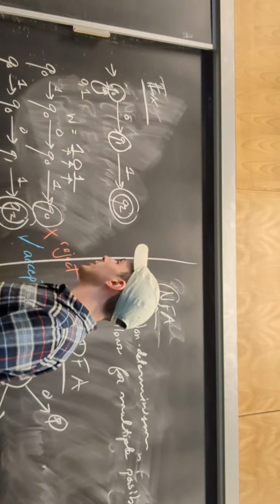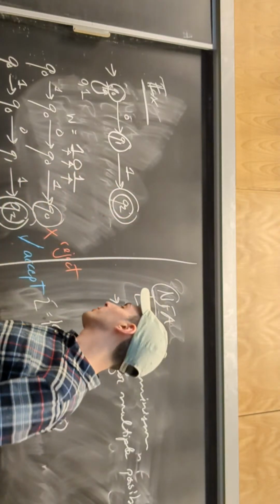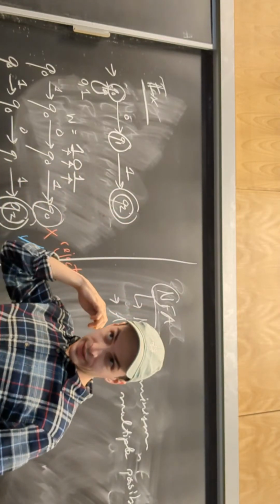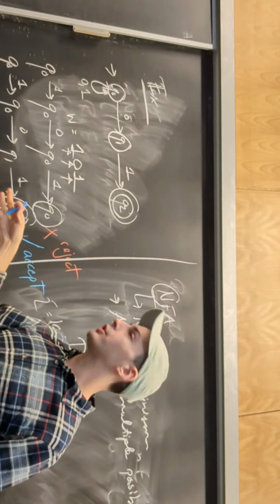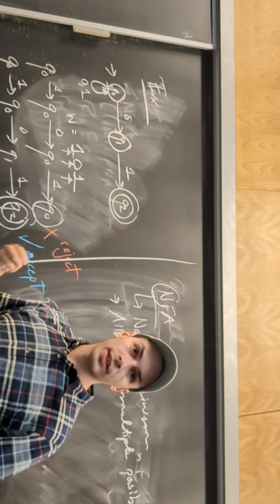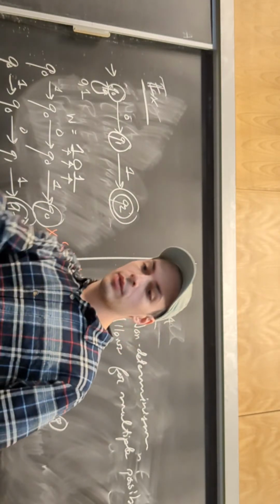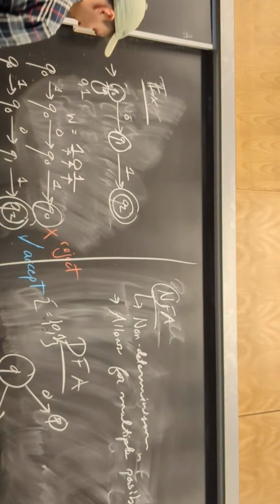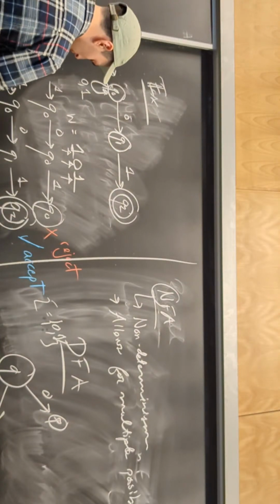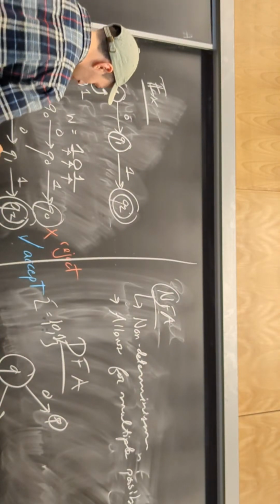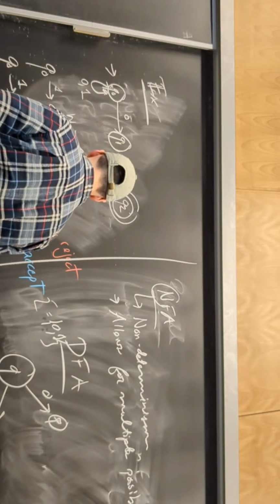And so the conclusion, I'm not going to go through all of them, but because there exists at least one successful computation of 101 that leads to an accept state, that means that this NFA accepts. So I will write, therefore, 101 is accepted.